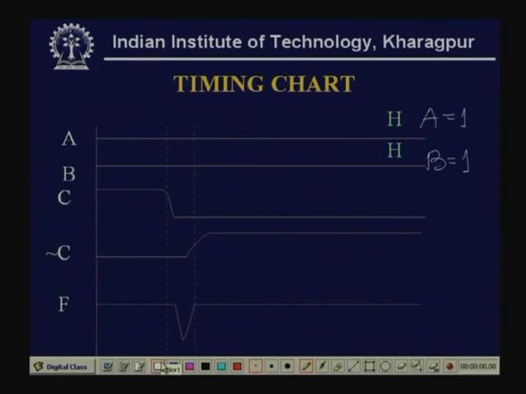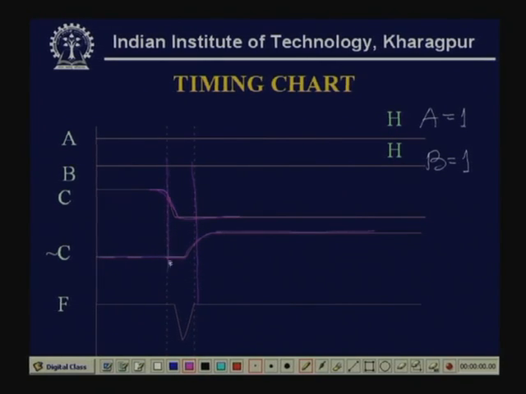Now, here C is taking some value, say C is falling. Now, as for the delay of the inverter, immediately C dash will not be available or C dash will not be computed. C dash will be available after some time, say it takes this time. So, actually C is fed here and C dash is available, say this is my C dash.